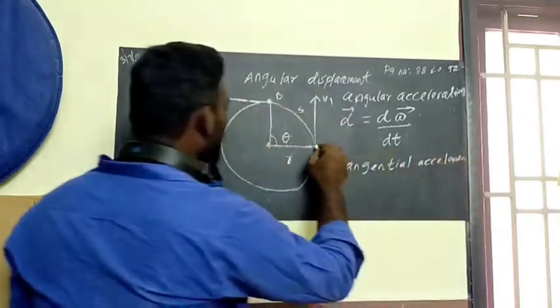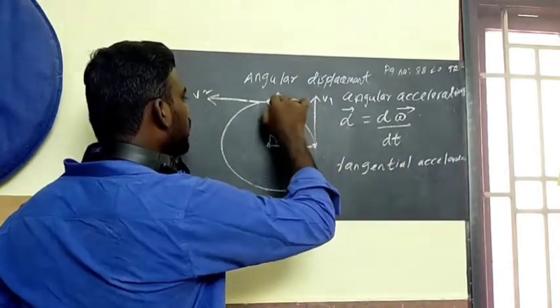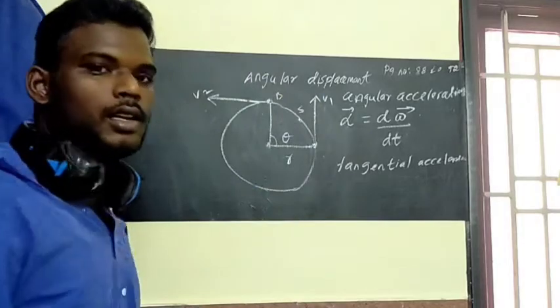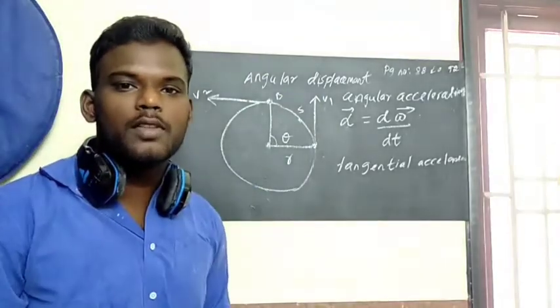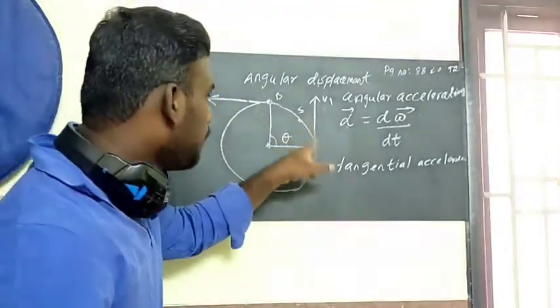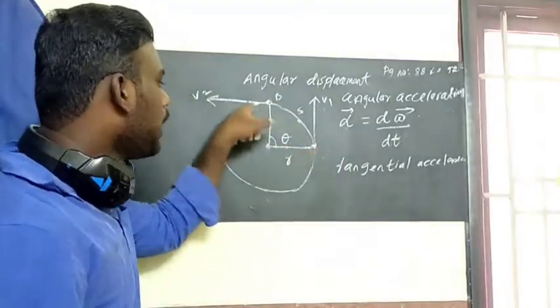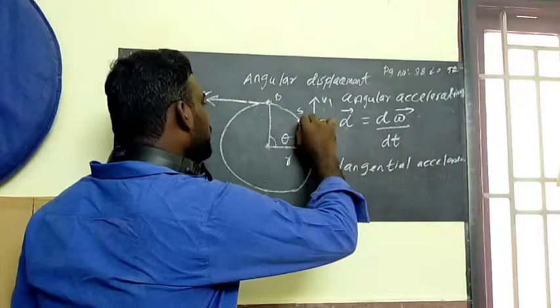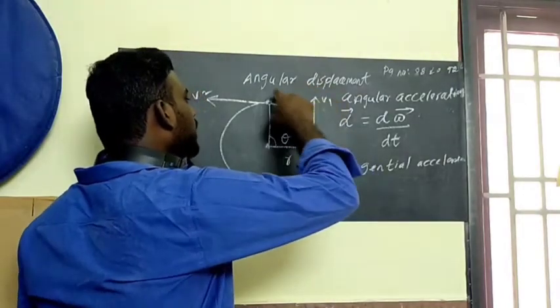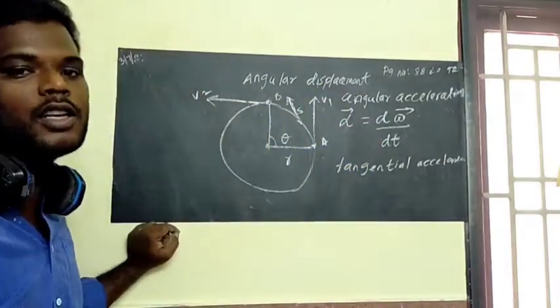Is that what I told you? At every point on the circle, even though the magnitude of the velocity is the same, the direction of the velocity keeps on changing. If you take point A, point B, and this point also, at every point you can see that the direction keeps on changing.